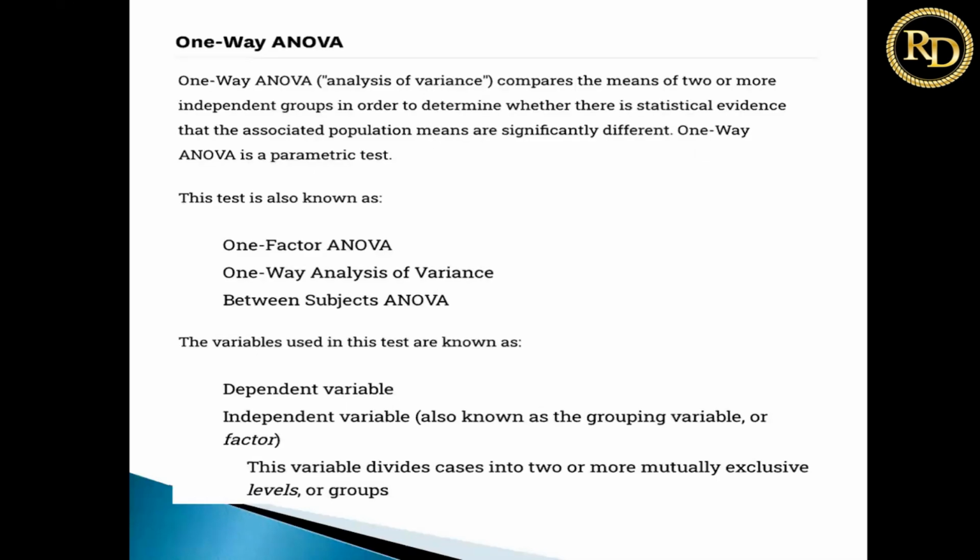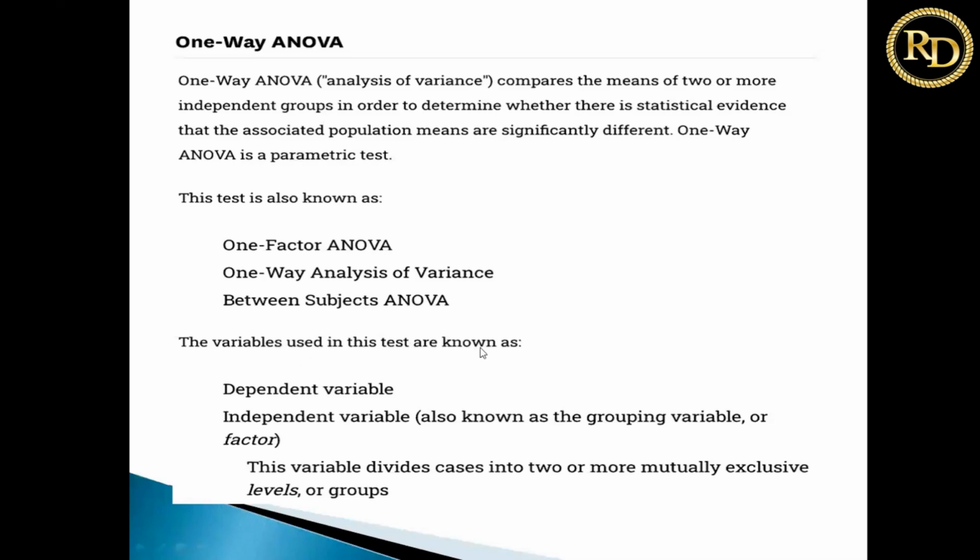Now very quickly we move to one-way ANOVA, which is an extension of the independent sample t-test. Here we test the equality of several means, or equality of more than two means. This ANOVA is also known as one-factor ANOVA, or one-way analysis of variance. ANOVA is the short form of analysis of variance: AN for analysis, O for of, and VA for variance. It is also known as between subject ANOVA.